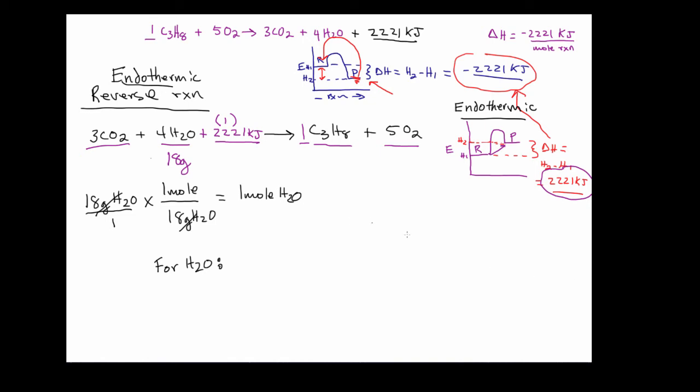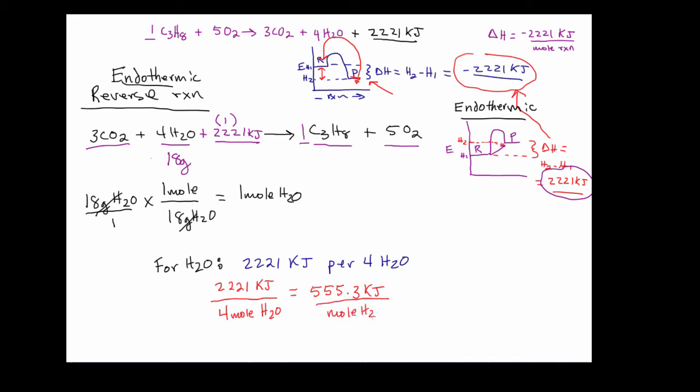So for H2O, what is the energy budget? All right, so it's going to be 2,221 kilojoules of energy needing to be absorbed per 4 moles of H2O. So to find the per mole value, what we're going to do is take 2,221 kilojoules of energy per 4 moles of H2O. And what we get for the per mole value is that it's going to take 555.3 kilojoules of energy per mole of H2O reacted.